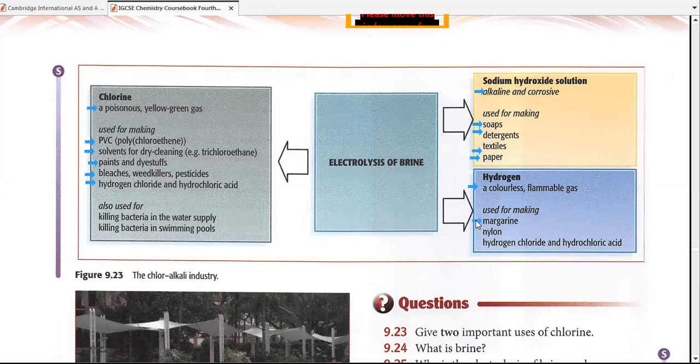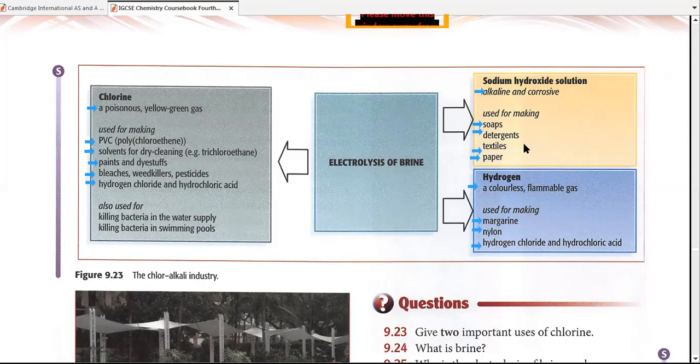How to make margarine from hydrogen, like Blue Band margarine, we'll discuss that in detail with reactions, with conditions in chapter number 10. How to make nylon from that, we'll discuss that inshallah in chapter number 11. And how to make hydrogen chloride and hydrochloric acid from hydrogen, we have discussed that back in chapter number 4 as well as in chapter number 5.